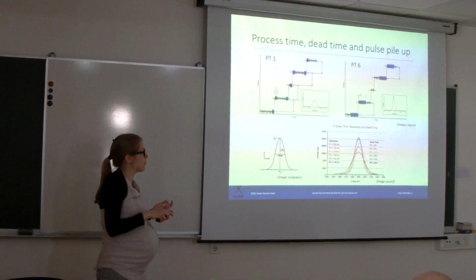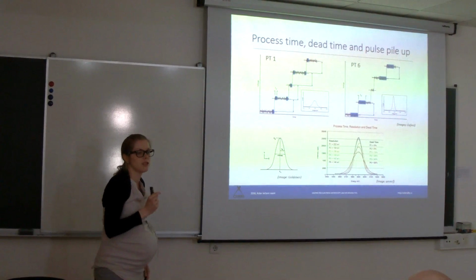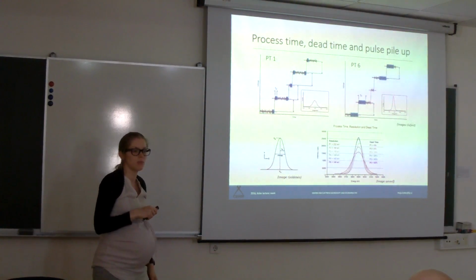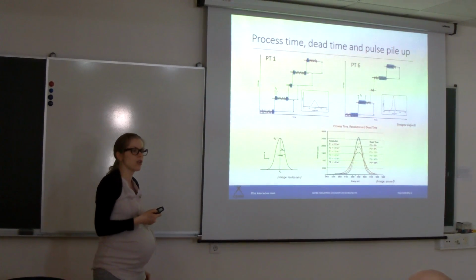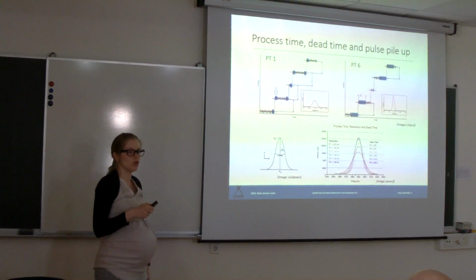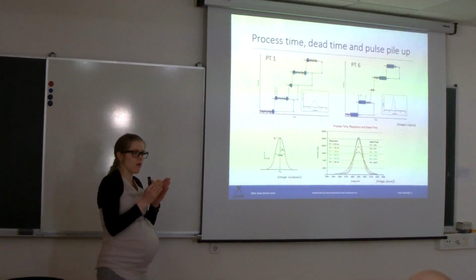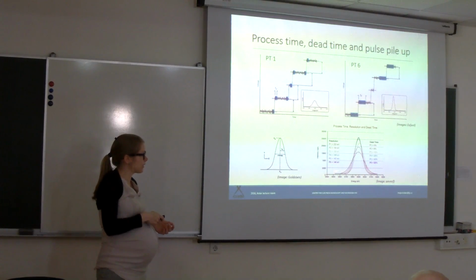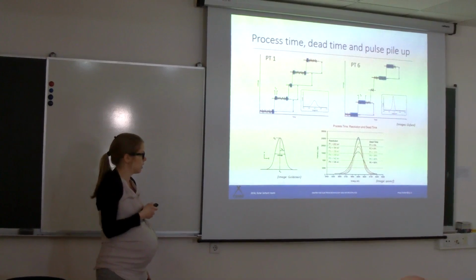The process time and the resolution at different process times 1, 2, and 6 for the SDD don't differ that much. This is really important, because on the silicon detector you should always use like 5 or 6 if you need narrow peaks. On the silicon drift detector, they don't differ. It's better.